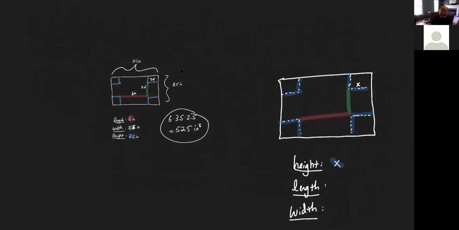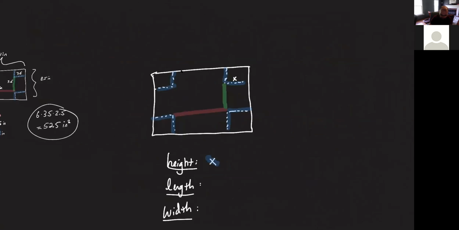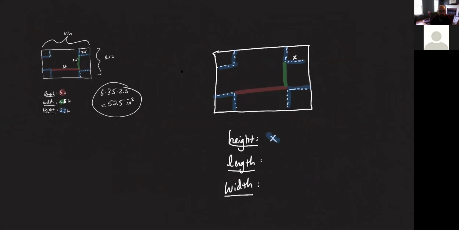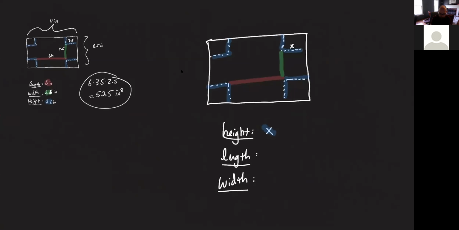So coming over to our new model, we'll leave this other one on the screen. What do you think the green should be? 8.5 minus 2x. Yeah, right. So 8.5 minus 2x, right?